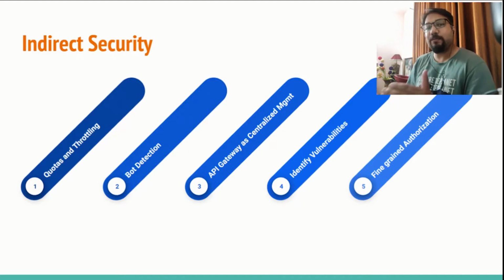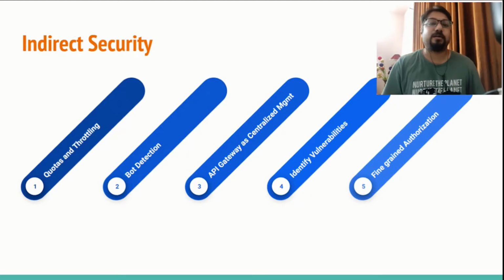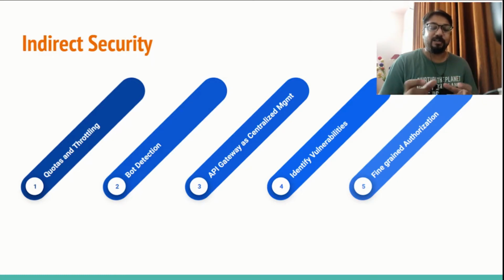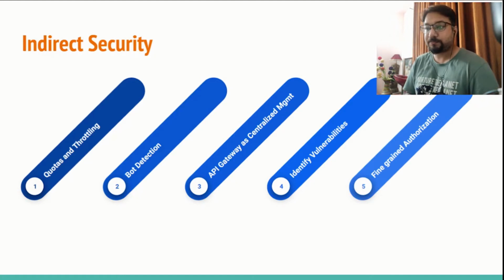For example, the first one is your quotas and throttling. So for example, if your token is stolen and the fraudster is trying to call the API n number of times, but if your quotas and throttling are in place, then the fraudster won't be able to invoke the APIs. Only that particular number of times he can do that.